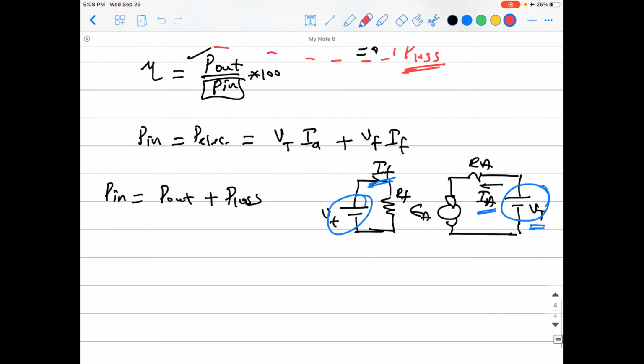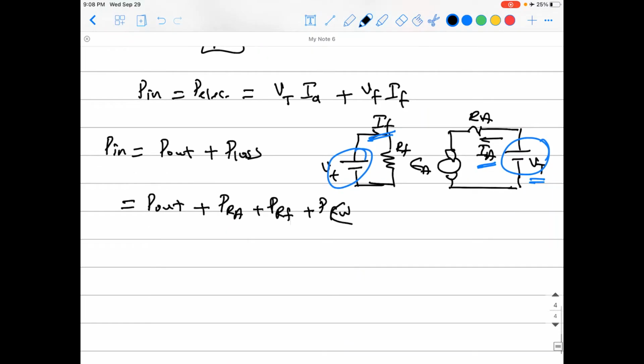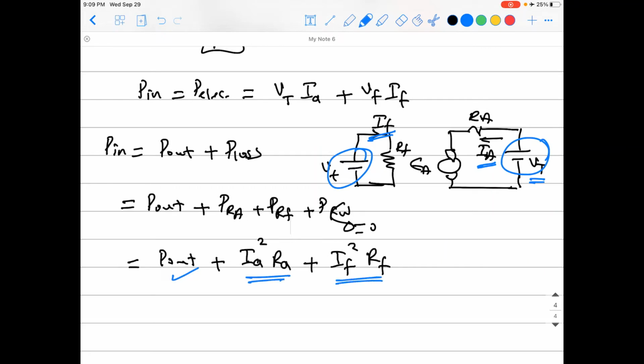That means the input power equals the P output plus P losses, okay? P output is given, we don't need to bother about. P losses have three kinds of them: the P over the armature resistance, the P over the field resistance, and the P friction and windage. The friction and windage equals 0, he assumes this 0. So this will equal the output power plus the copper losses in the armature. It is I armature squared times R armature, and the copper losses in the field is I field squared times R field. Okay, again this P output is known, so if you can find those guys, you should be fine.